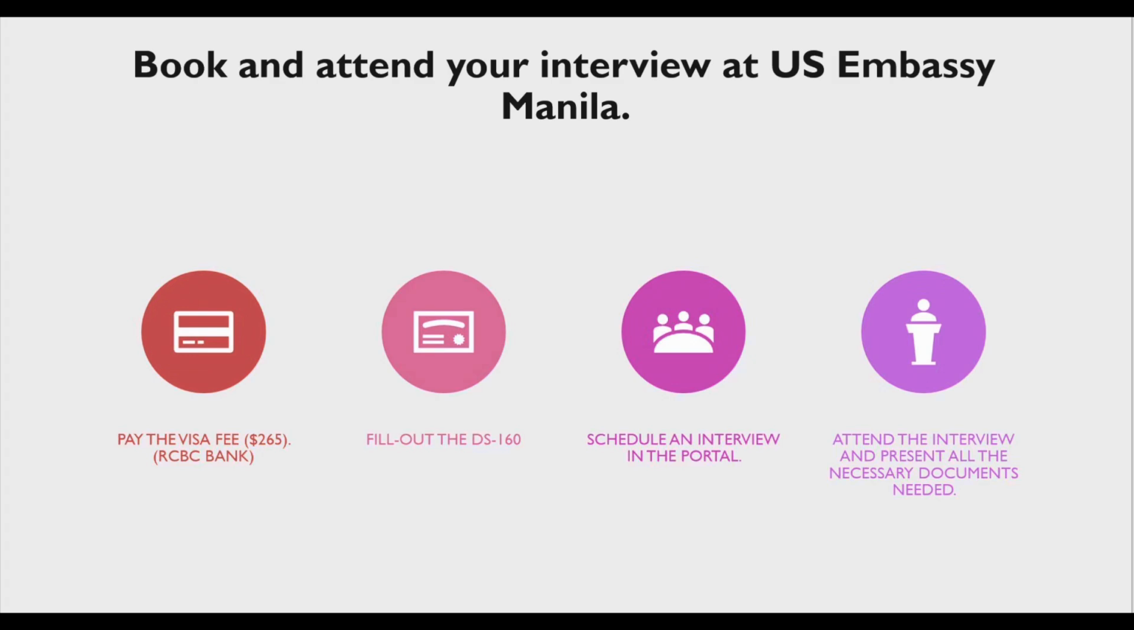All right, so what are the things that you need to do when you book and attend your interview at the US Embassy Manila? The things that you need to remember are: number one, pay the visa fee, $265 for K-1 visa, and you need to pay it at the RCBC Bank. Number two, fill out the DS-160. Number three, schedule an interview in the portal. Number four, attend the interview and present all the necessary documents.